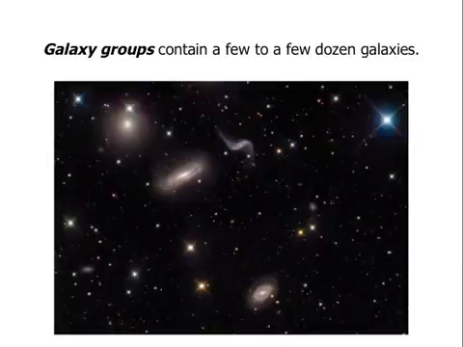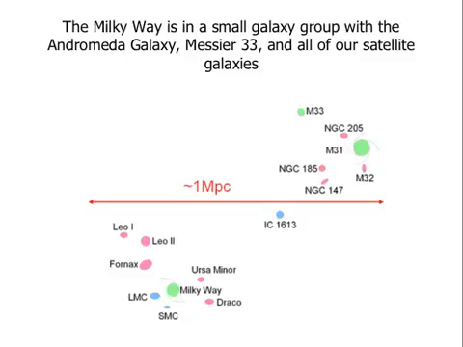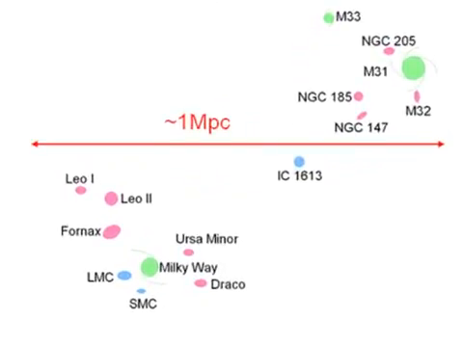Here's a group of galaxies that has a few dozen. You can see 4 big ones and a handful of smaller ones. Typically, a few to a few dozen galaxies. So our group of galaxies is called the Local Group. Here's kind of a map. The MPC means megaparsec, and that means 1,000,000 parsecs. And since 1 parsec is 3.26 light years, this is about 3.26 million light years across.